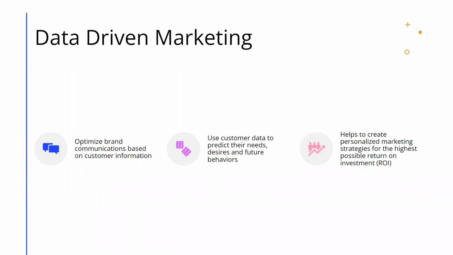That means my own desires and needs are taken care of by Amazon. My own behavior is considered. Your behavior is considered in your application. A third person's behavior is considered in his communication. So guys, this all happened with the help of data driven marketing, where we use customer data to predict their needs, desires, and future behaviors. Data driven marketing helps you to create personalized marketing strategies for the highest possible return on investment. So guys, all these things are possible with data driven marketing, and this is the need of today's marketing.